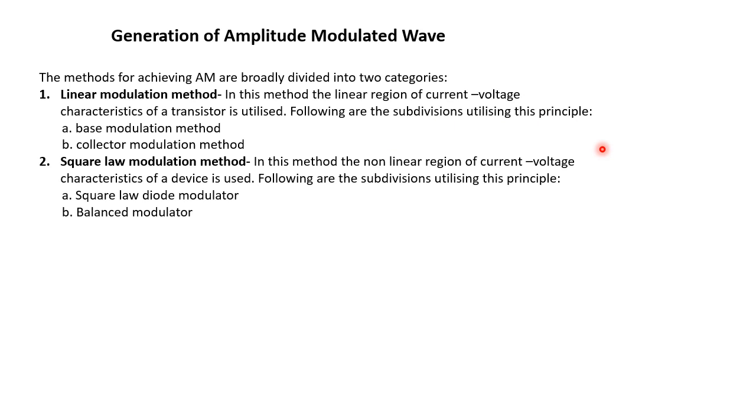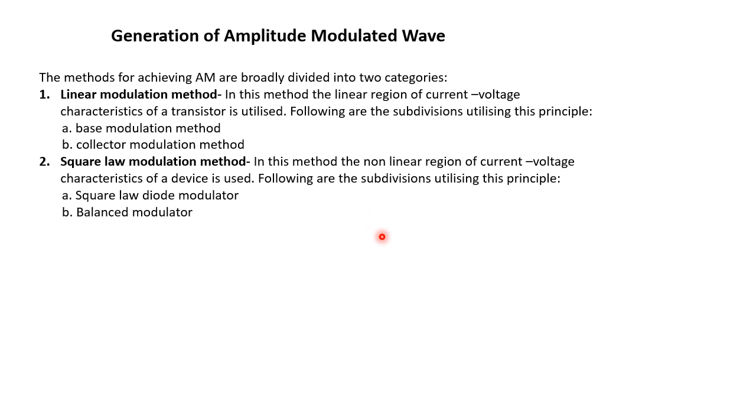For the students of LU or Lucknow University, in MSc 4th semester, the methods based on linear modulation are not in the syllabus. Now the second category is a square law modulation method.